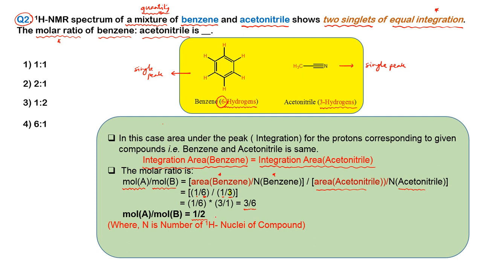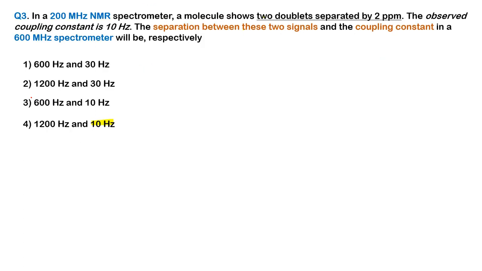So the straightforward answer for this particular problem is that the molar ratio of benzene to acetonitrile will be 1 to 2. Based on the integration and the number of nuclei which are absorbing, we can easily calculate the molar ratio of two compounds. So in this case, the correct answer for this question is option number 3, that is, 1 to 2 is the molar ratio of benzene to acetonitrile.